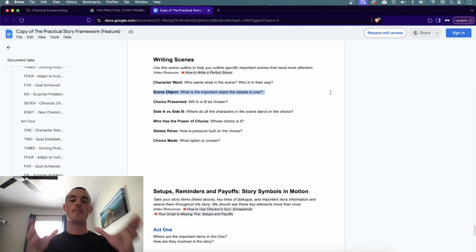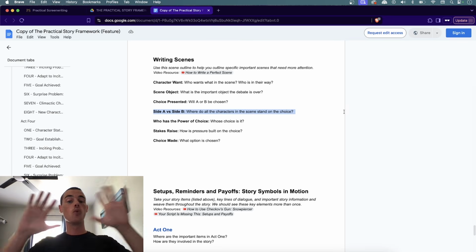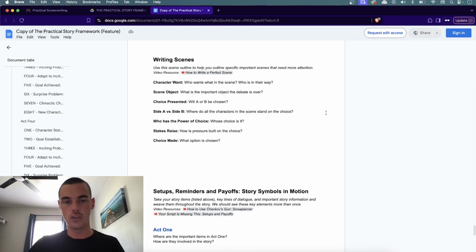Scene object, what important object is the debate over? What is the important object the debate is over? Choice presented, will A or B be chosen? Because scenes are about choices, right? Conflict is about a decision point. So then side A versus side B, where do all the characters in the scene stand on the choice?